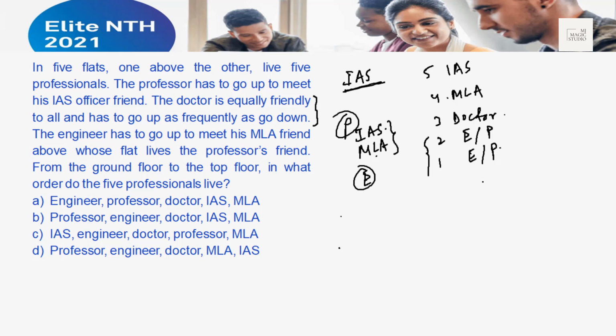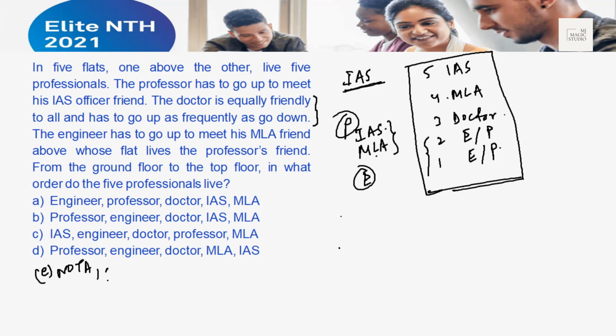We have no more data to actually identify on which floor is professor or on which floor is engineer. So let's work this out with the options and see which one fits in. If there is an option E, none of the above, or can't be determined, I would opt for can't be determined, because I'm again in a fix about who is staying on floor number 1 and floor number 2. We have 2 options here. But since all the 4 options are closed options, we can work this out.